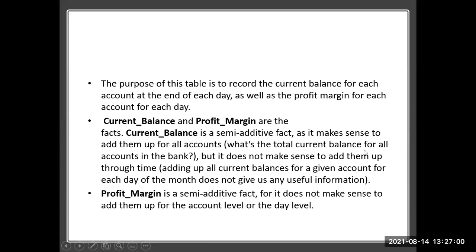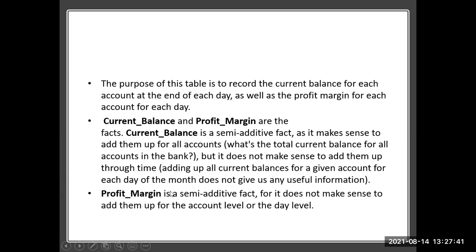But it does not make sense to add them up through time. Why can it not be added up? Because the customer had the amount deposited till evening, and when the bank creates a report of the current balance in all the accounts till 5 o'clock, and after 5 o'clock the customer withdraws the amount, that also matters. So adding up all the current balances for a given account for each day of the month does not give us any meaningful information, as it is getting debited and credited also.